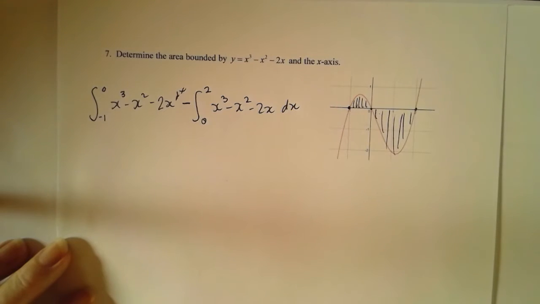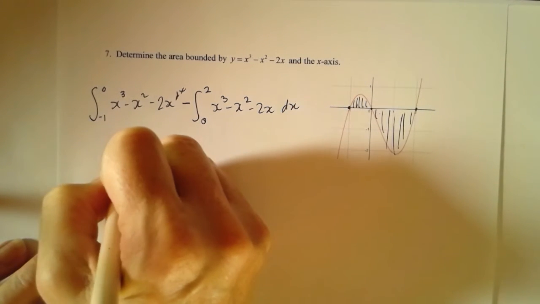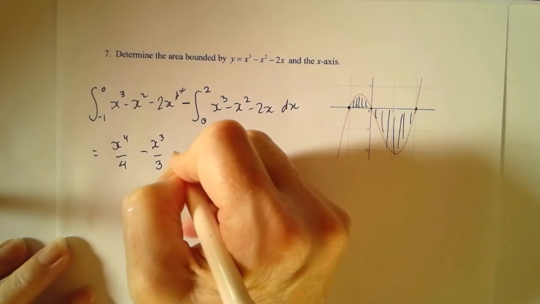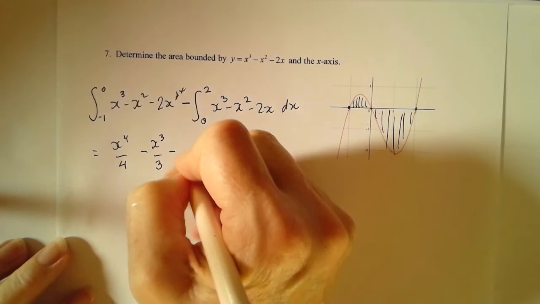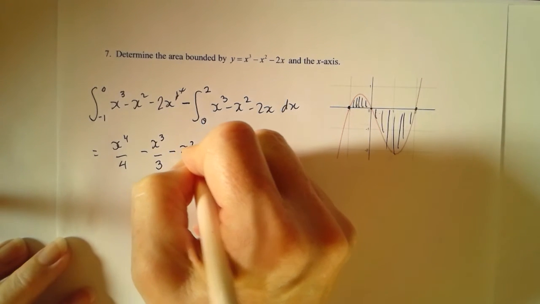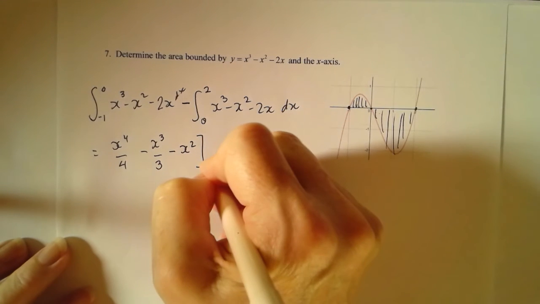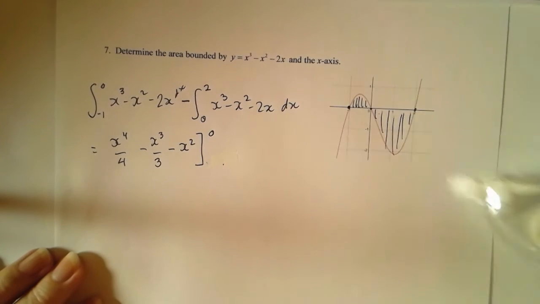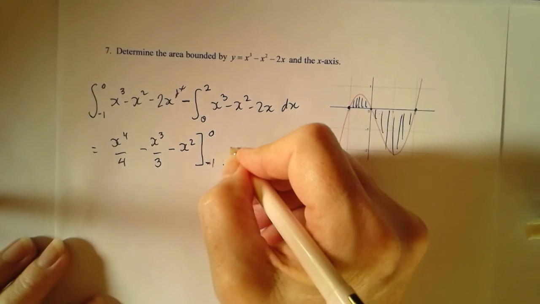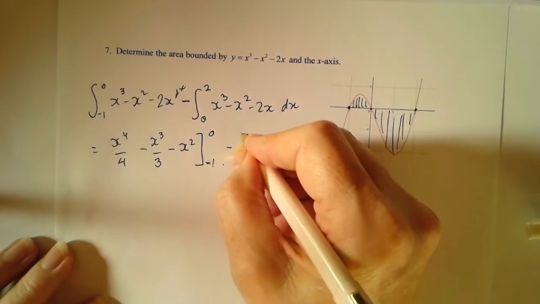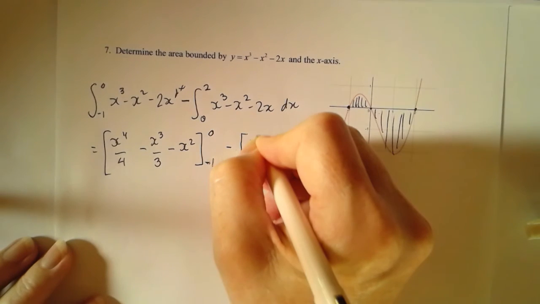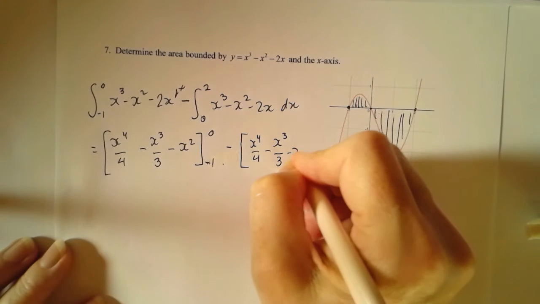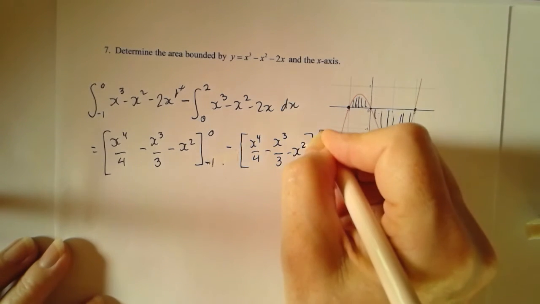Alright, so let's just do that. So I have x to the 4th over 4 minus x cubed over 3 minus x squared over 2, so that's just x squared, and that goes from -1 to 0. And then I'm going to subtract off that same integral, x to the 4th over 4 minus x cubed over 3 minus x squared from 0 to 2.